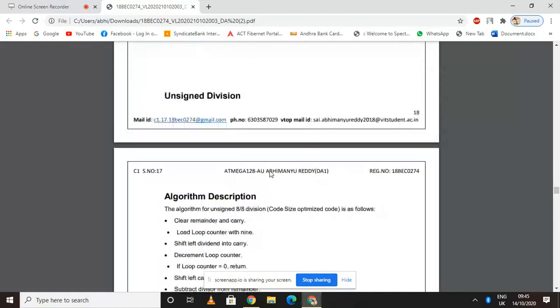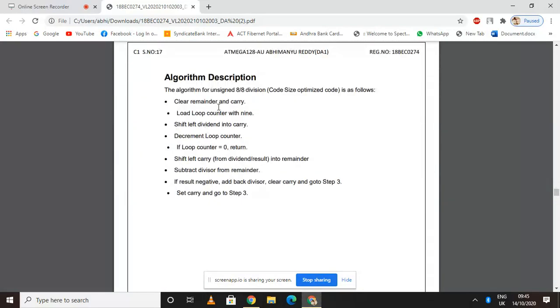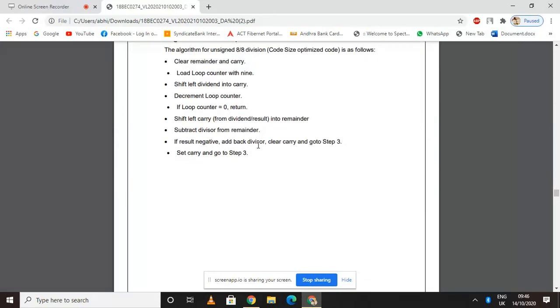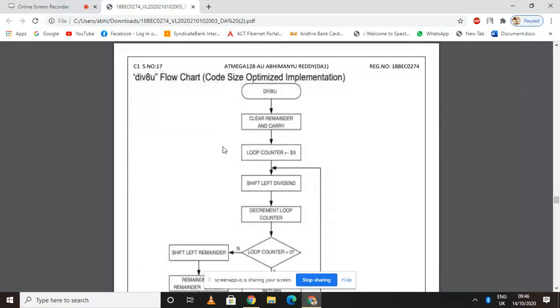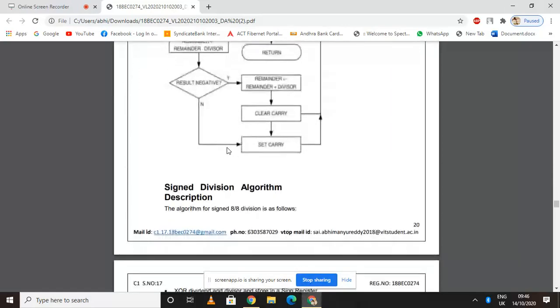Algorithm description for unsigned division: clear remainder and carry, load loop counter with 9, shift left dividend into carry. If the loop counter is 0, then return; otherwise set carry and go back to step 3. This is the flowchart of the same algorithm.